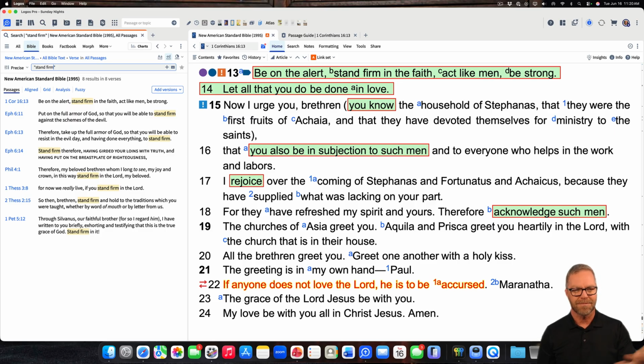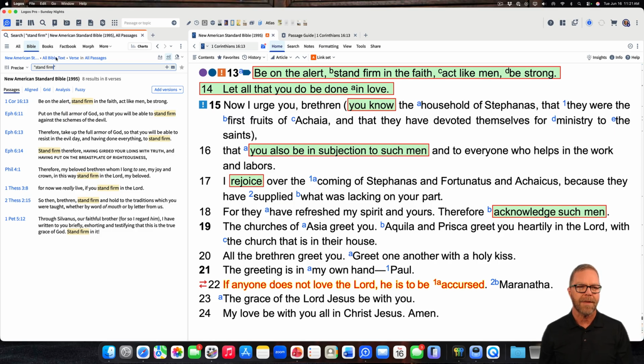Having done everything to stand firm. Stand firm in the Lord, which is very similar to stand firm in the faith. Stand firm and hold to the traditions, which is the same as stand firm in the faith. 1 Peter 5:12, I've written to you briefly regarding testifying. This is the true grace of God. Stand firm in it. So you have, again, some really good intel that you can summarize, use as good cross-references, and mention in your sermon, talk, or devotion, just on doing a phrase search.